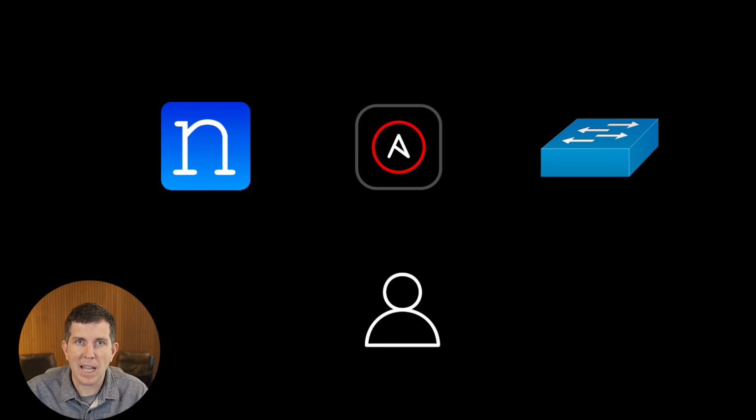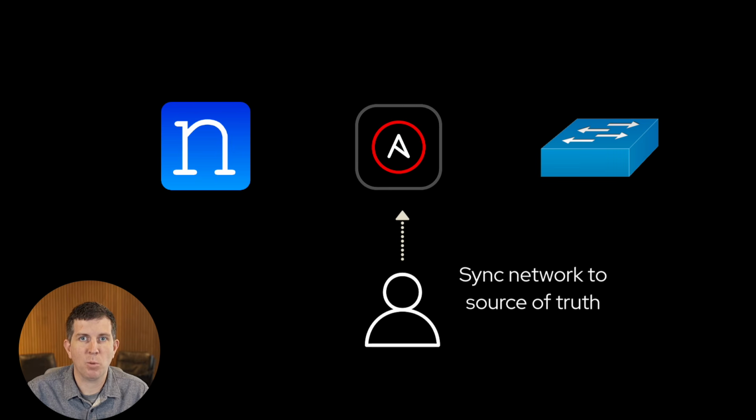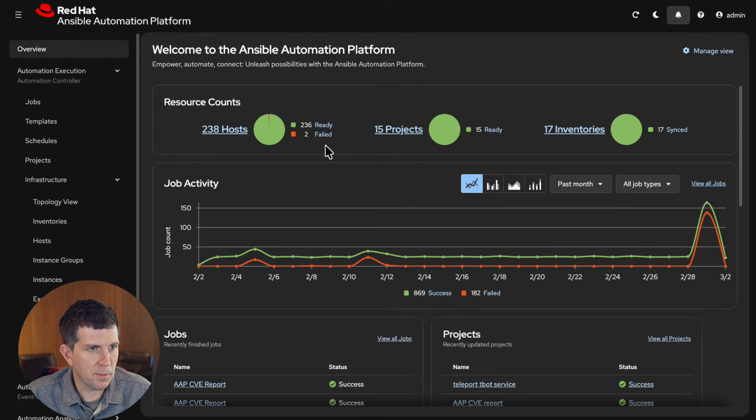Instead of maintaining a static inventory file, Ansible Automation Platform is configured to use Nautobot as a dynamic inventory source. That means every automation run reflects the current network state. Let's go ahead and look at the demo now.